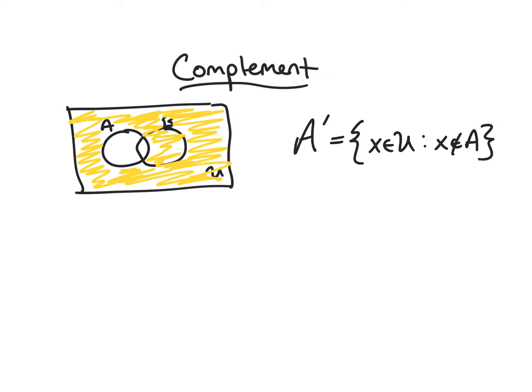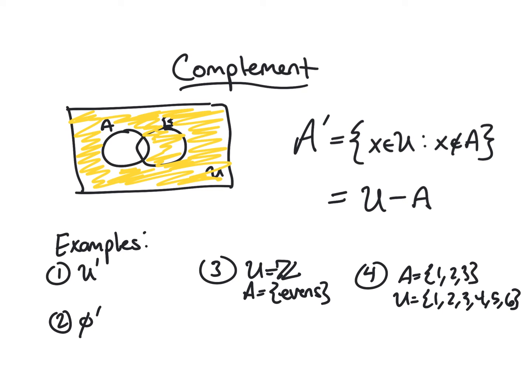Okay, you could also write this using the set difference, right? This is exactly the set U minus the set A, the set of elements in U that are not in A. All right, so let's look at a few examples here. So for U prime, so the things that are not in the universal set, this would be the empty set, right? Because you're in that universe, but you're also not in that universe, and there's nothing that satisfies that.